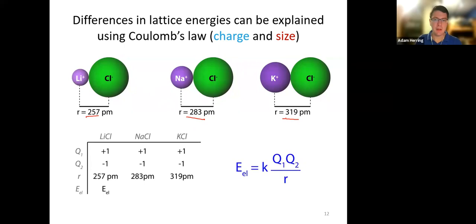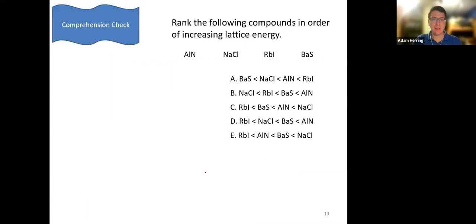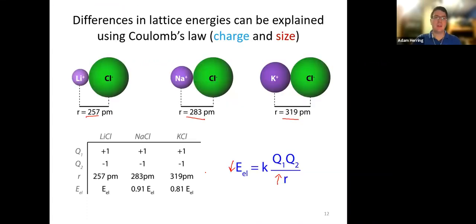And so when we look at the radii, keeping in mind that the larger the radius, or the larger the distance, the smaller the energy of interaction between them, the predicted lattice energies go down as the ionic radii get larger. And if we take a look at the actual lattice energies, then this confirms it. The lattice energy for sodium chloride is about 90% the lattice energy of lithium chloride. And the lattice energy for potassium chloride is about 80% the lattice energy for lithium chloride.